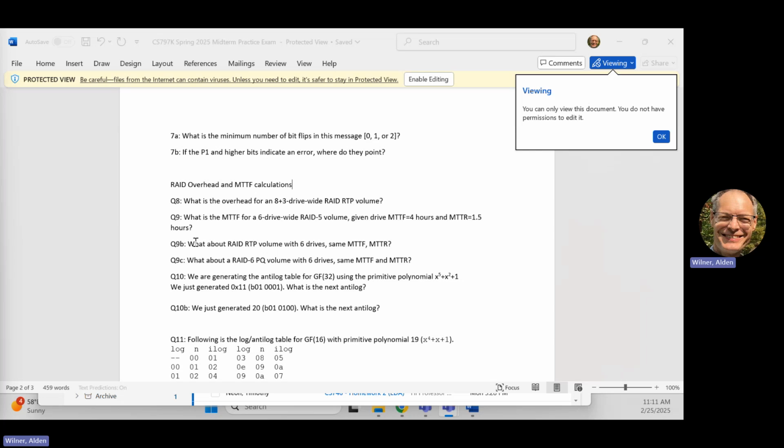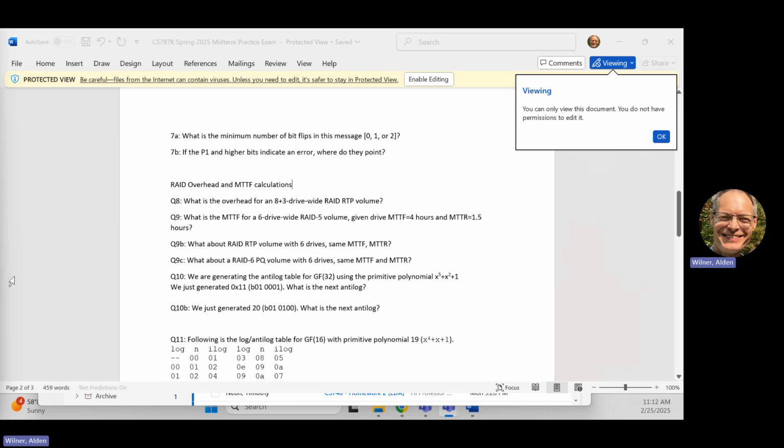So the first thing I'm going to talk about is the format of the midterm exam. It is going to be on paper. There is going to be no cheat sheet. I will provide a piece of paper that will kind of serve as a cheat sheet. It'll have a Galois field table on it, things like that. But remember the formulas for MTTF, remember the formulas for overhead. That's part of the understanding of what we've talked about in the class, and they're not very difficult.